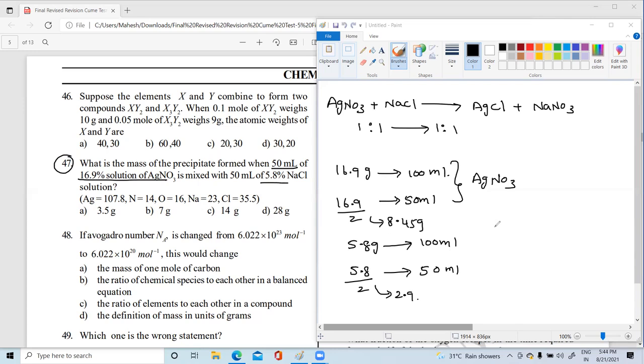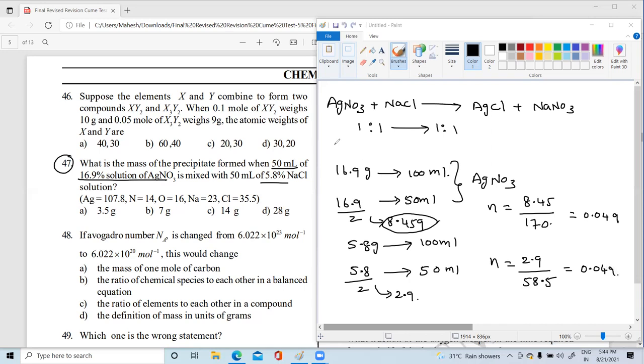So convert into number of moles here. This is the weight here. So number of moles equals given weight 8.45 divided by molecular weight of AgNO3, which is 170. In the same way here, number of moles equals 2.9 divided by 58.5, the molecular weight of NaCl. So on simplification we'll get 0.049 here. The same thing, if you calculate, we also get 0.049.